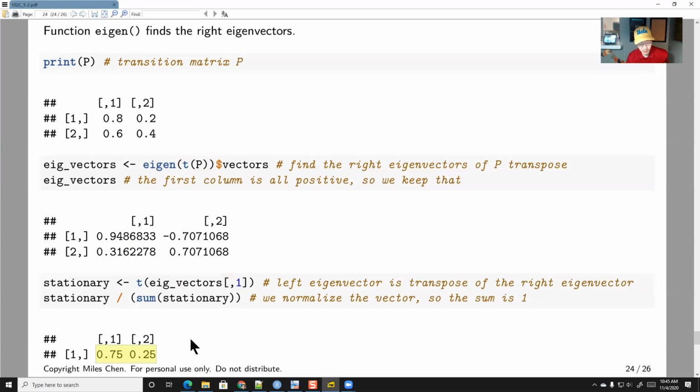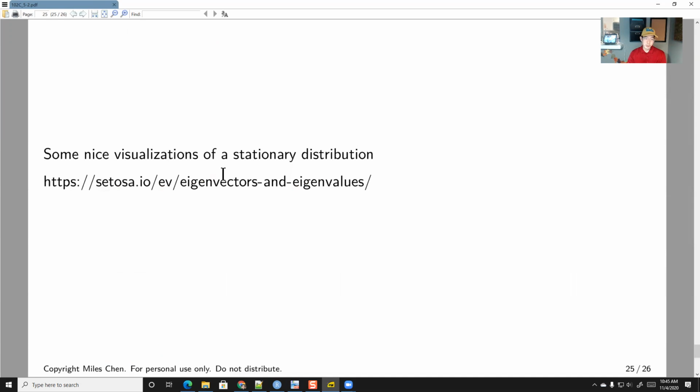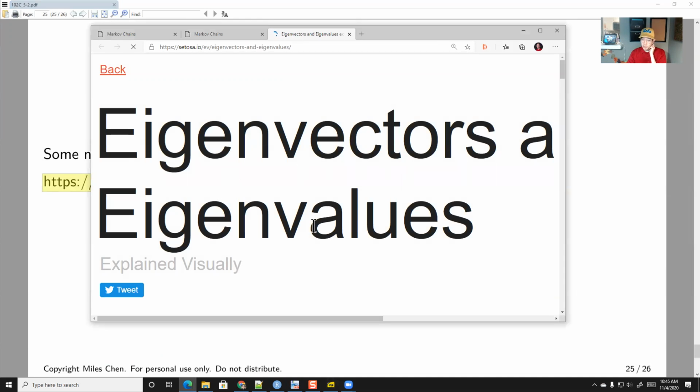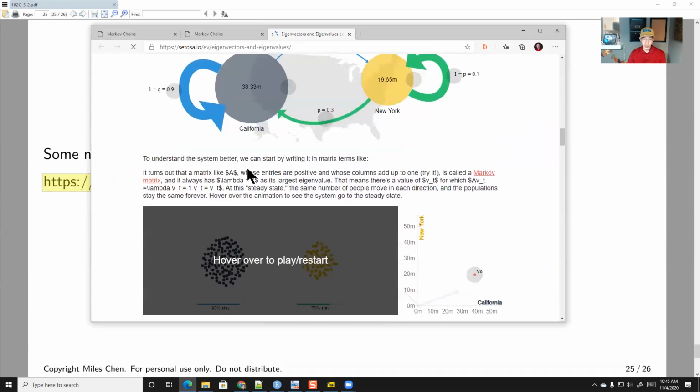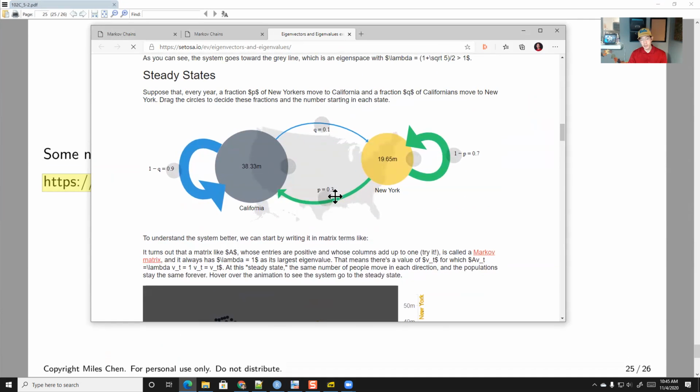Okay, and so again, same website. They came up with some really great illustrations here. Here's a good picture. Here is a two-state Markov chain diagram. It says people can go from California to New York, and people can go from New York to California. And here it says each year 10% of Californians will go to New York, and 30% of New Yorkers will go to California.